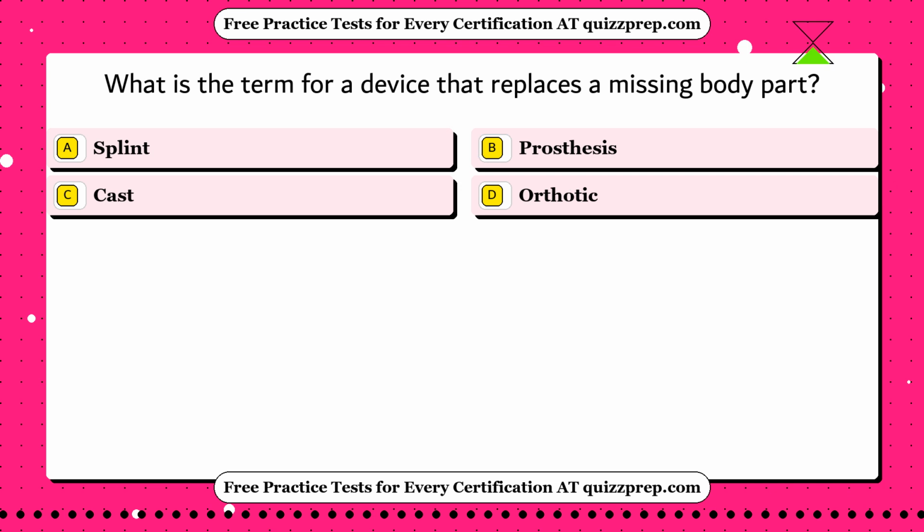Question 82. What is the term for a device that replaces a missing body part? Option A, splint. Option B, prosthesis. Option C, cast. Option D, orthotic.